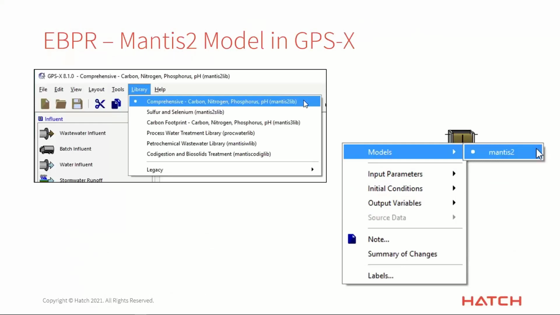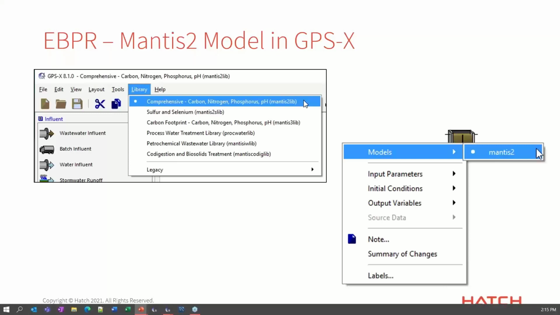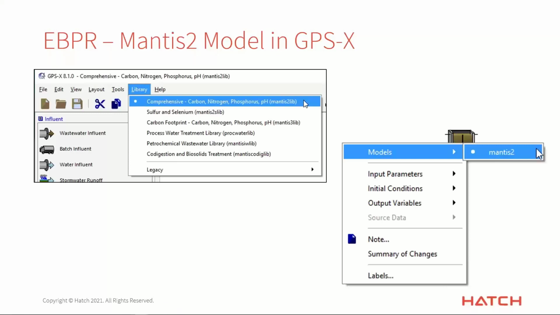Okay, so what I'm going to do is, now that that's kind of an understanding of the types of processes that we want to capture, I want to talk a little bit about the actual structure of the Mantis 2 model and how we capture that. So just for a refresher, in case you're not familiar, Mantis 2 is our default biological model. This is the model that you will find when you start up GPS-X.